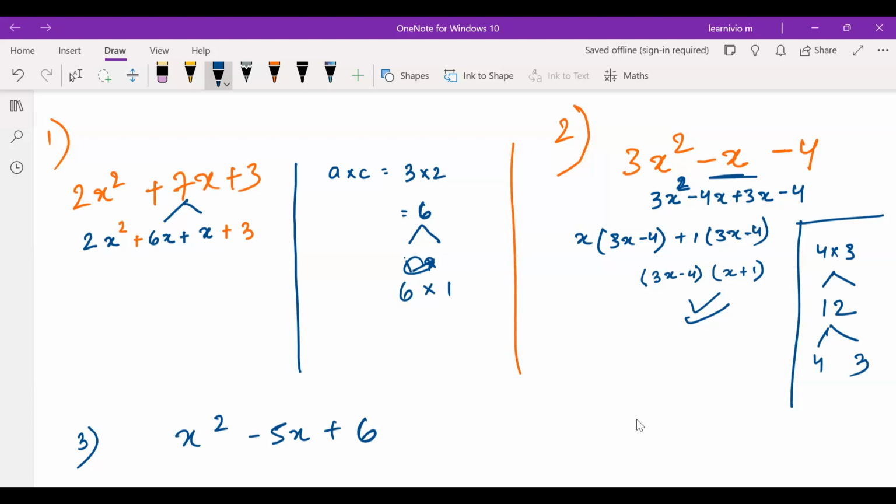I got the answer. Okay, can you tell me what you got? X minus 6 into x plus 1. Okay. Yes, Ayan and Farhan, what are you getting?